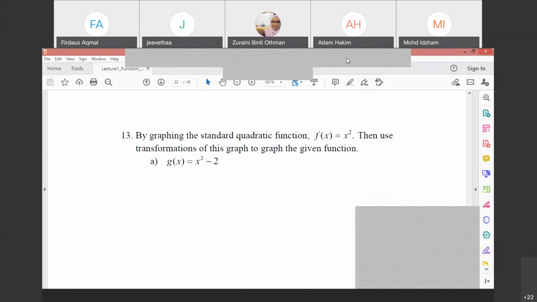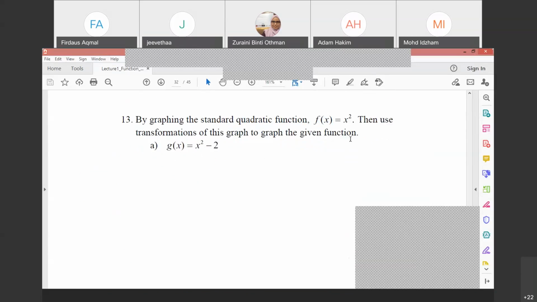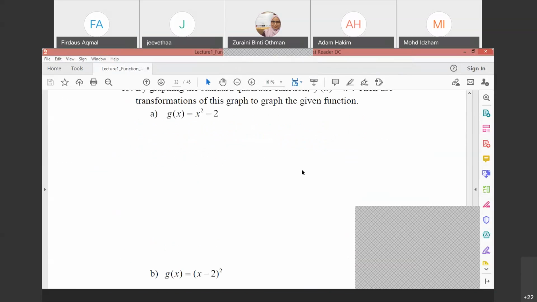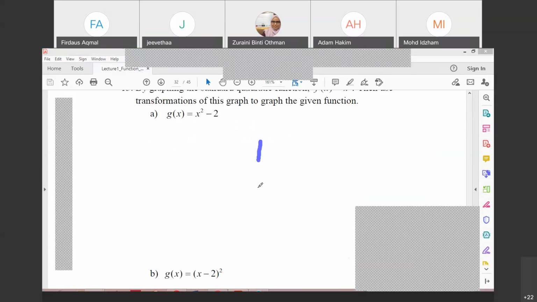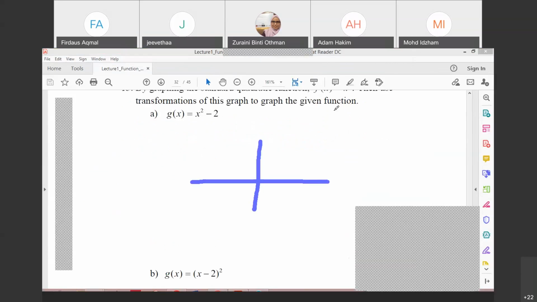Okay, it says to use transformation of graph x². Now we know that x² is this graph. I drew it in blue. x² is this one. This is x². Now, when a is minus 2.